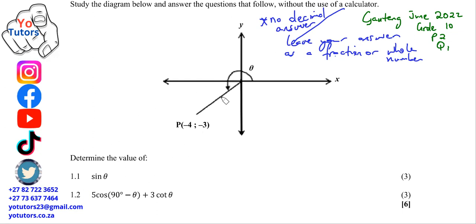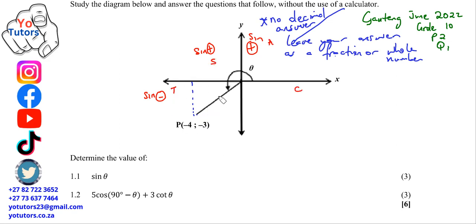But now let's look at this question here. The first question is saying determine the value of sine theta. Now here we are in the third quadrant. Sine is positive here, and it's also positive here, and it's negative here. So sine is negative here in the third quadrant. Only tan is positive here. We know that: All Students Take Coffee.